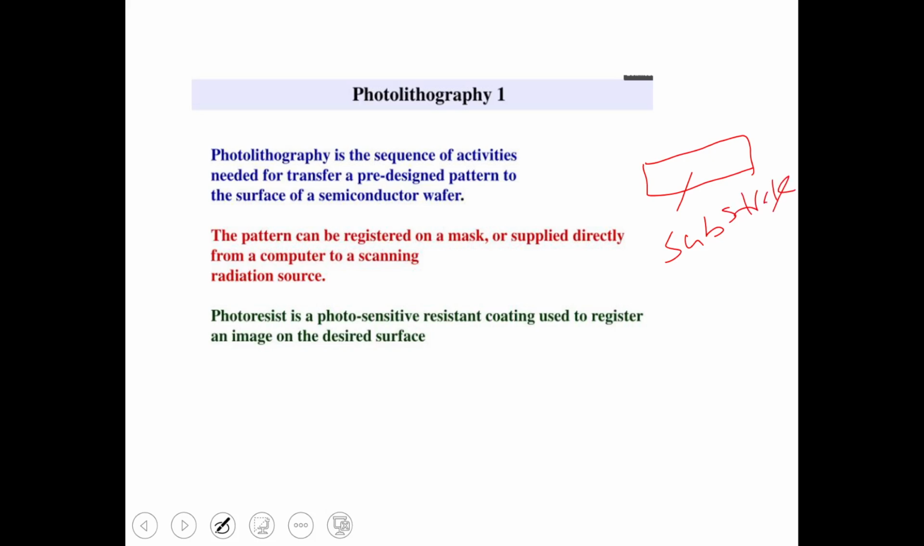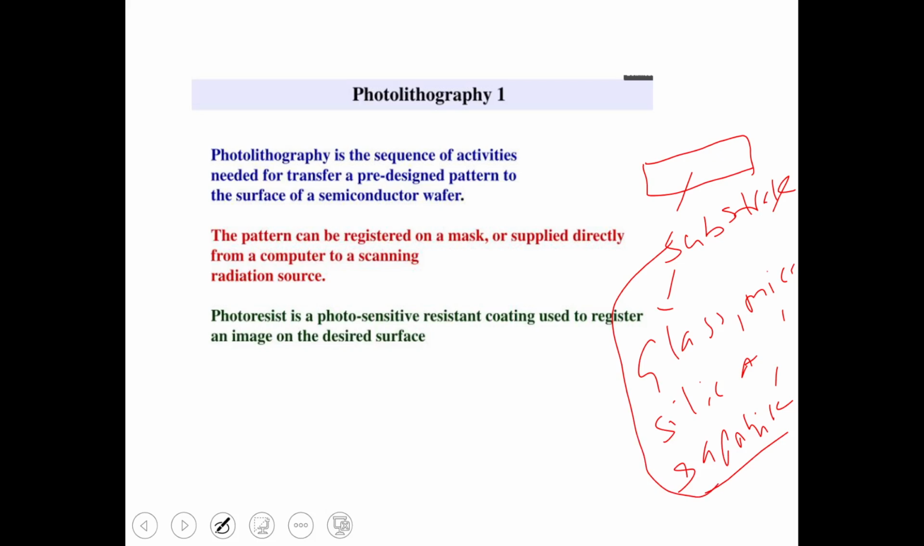Then what do we have to do? The substrate can be made of glass, mica, silica, or sapphire. What is your requirement? You can choose any substrate for your requirement and the application of the sensors.